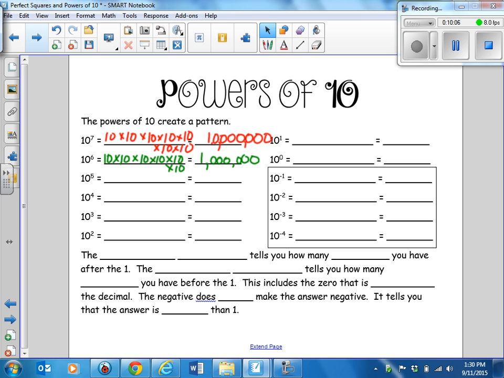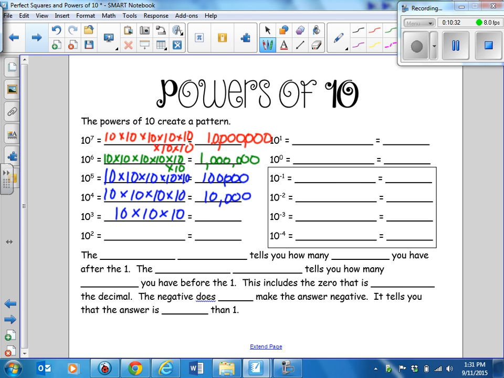Okay, the next one, we are multiplying 5 tens, or we have 5 zeros. So that's 100,000. Next we have 4 tens, and that is 10,000. Next we have 3 tens, so that is just 1,000. Next we have 2 tens, so that is 100. Next we have 1 10, so that's just 10. And finally we have no tens. Anything raised to the 0 power is just 1.